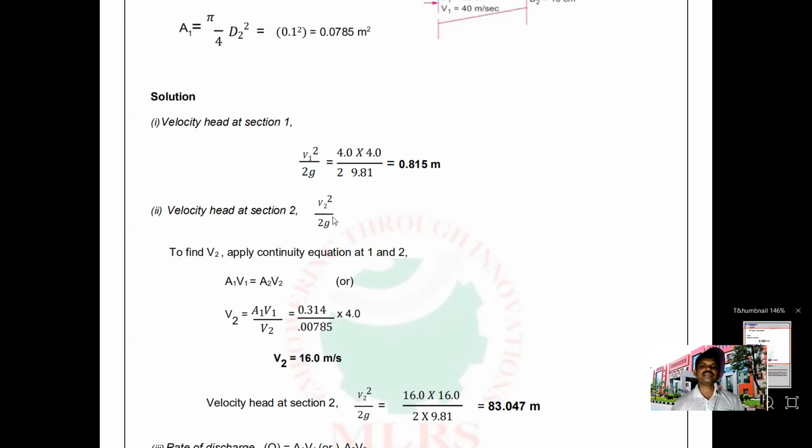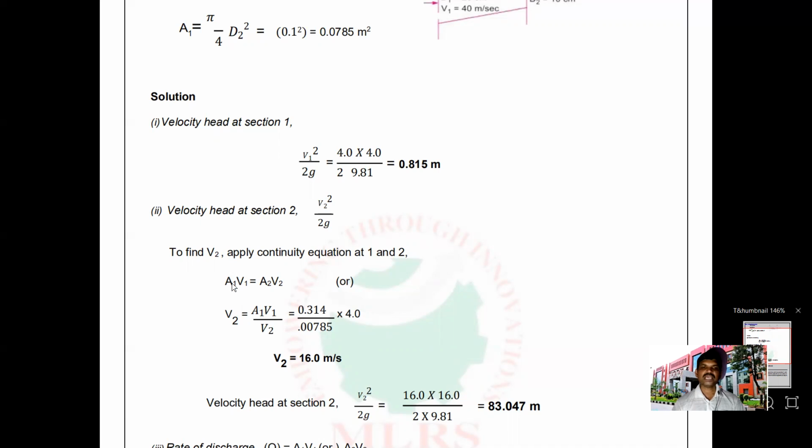Next, velocity head at section 2 is V2 square by 2g. Now you can see here V2 is not given in the question, only V1 they have given. So before going to this formula, we must calculate V2. How to calculate V2? Using the continuity equation. So A1 V1 equals A2 V2.